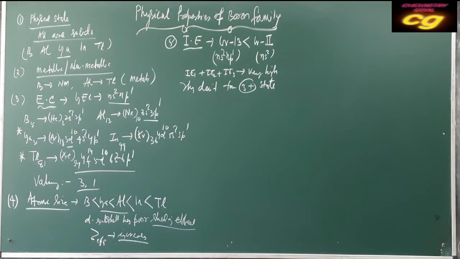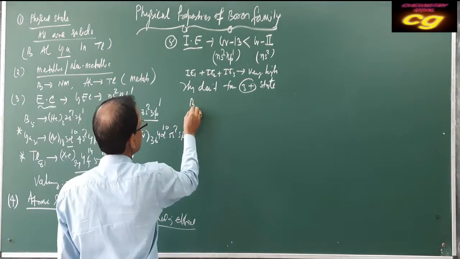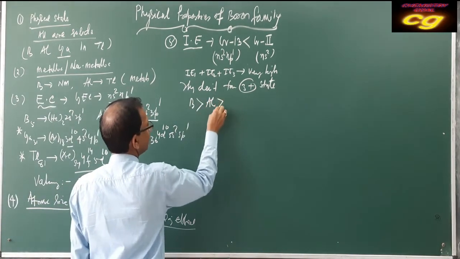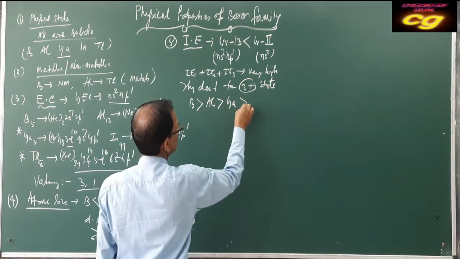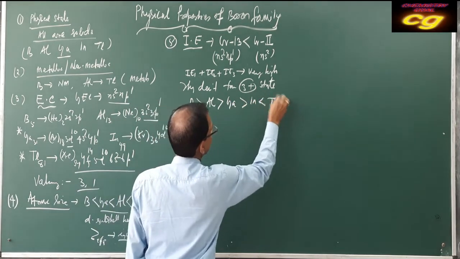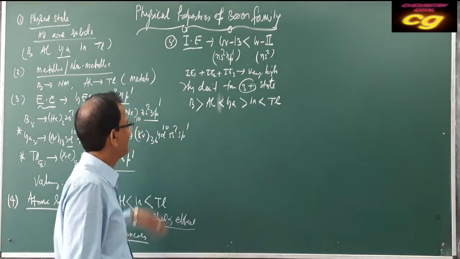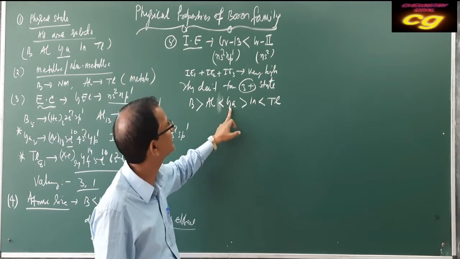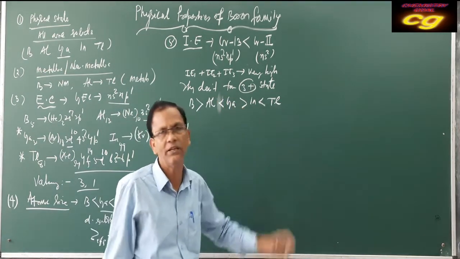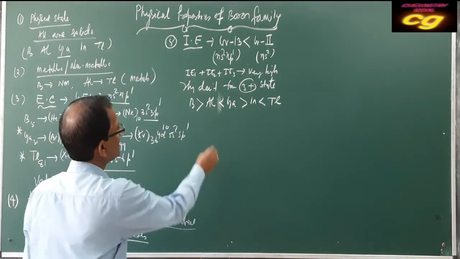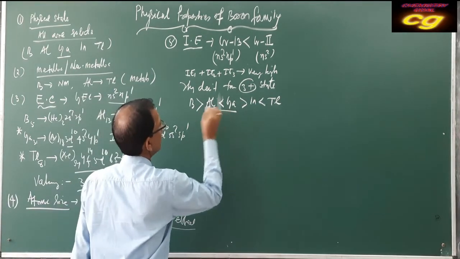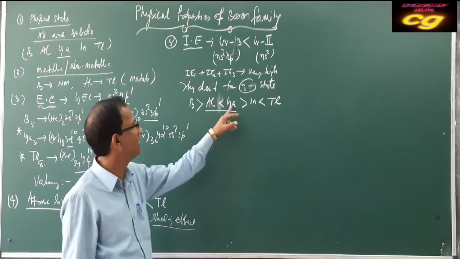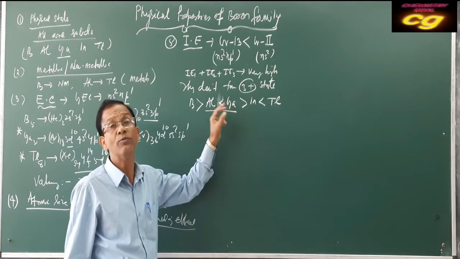This is regarding the ionization energy of group 13 elements. If you compare, boron is highest, then aluminum, then gallium, then indium, then thallium. The order is boron greater than aluminum, aluminum less than gallium, gallium greater than indium, indium less than thallium. Why the deviation? Why is aluminum less? Why is gallium more? Because of small size.